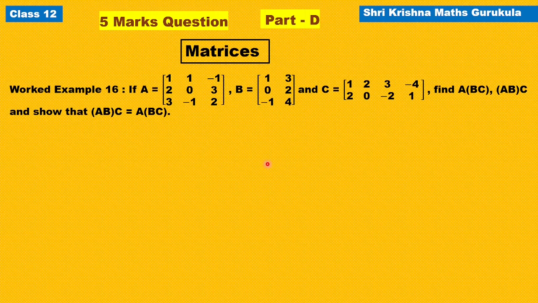Okay. Now to solve this sum, you need to know matrix multiplication, which is very, very important. In brief, I'll explain matrix multiplication in this video. So let us check the question now. If A is a 3 cross 3 matrix, that means it has 3 rows and 3 columns, and B is a 3 cross 2 matrix, that is 3 rows and 2 columns, and C is another matrix which is 2 cross 4 matrix, that is 2 rows and 4 columns. Okay, now we have to find A into BC and AB into C. After that, we have to show that AB into C is equal to A into BC.